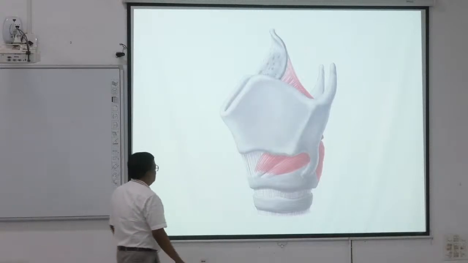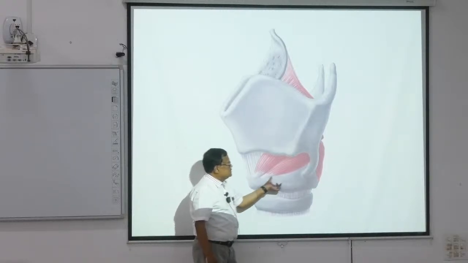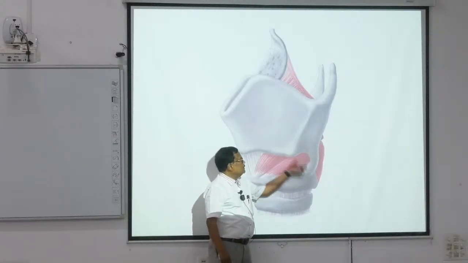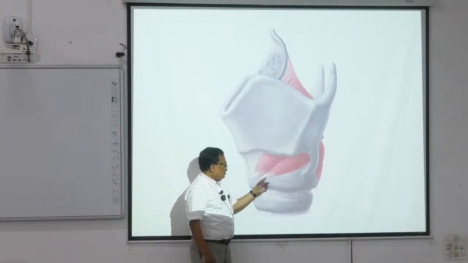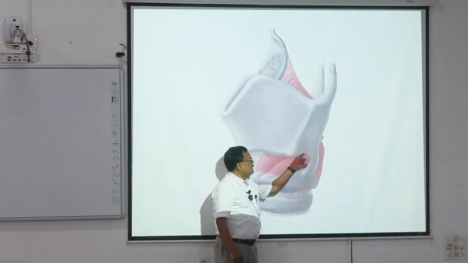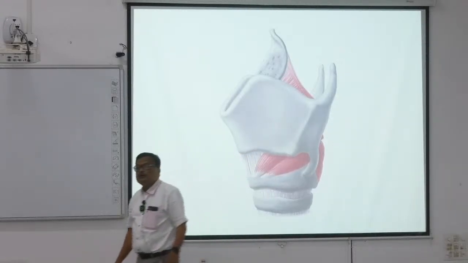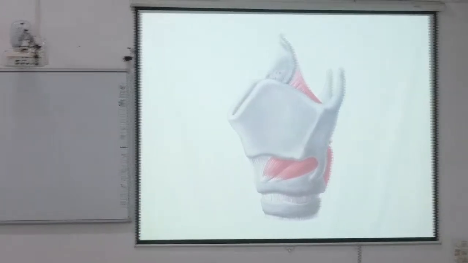The cricothyroid muscle takes origin from the outer lip of the upper border of the cricoid cartilage. This is the cricoid cartilage. This is the thyroid cartilage. From the upper border of the cricoid cartilage, the arch of the cricoid cartilage, a muscle arises and becomes attached to the lower border and the inferior horn of the thyroid cartilage, and this is known as the cricothyroid muscle. It is the only intrinsic muscle which can be seen from the outside.